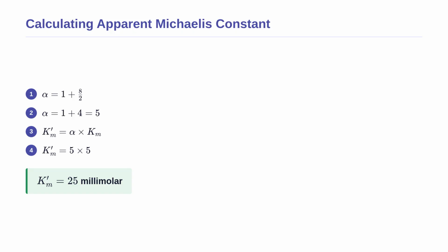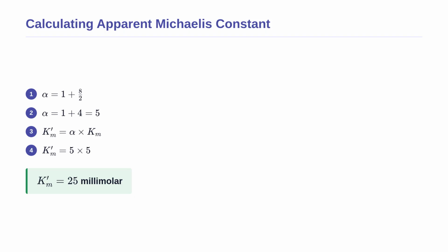Let us see this formula in action with a concrete example. A laboratory researcher is studying an enzyme with a normal Michaelis constant of 5 millimolar. They introduce a competitive inhibitor at a concentration of 8 millimolar with an inhibition constant of 2 millimolar. We need to find the new apparent Michaelis constant.